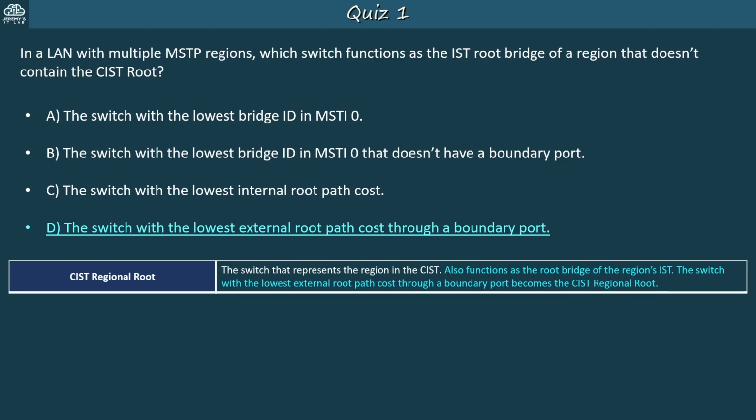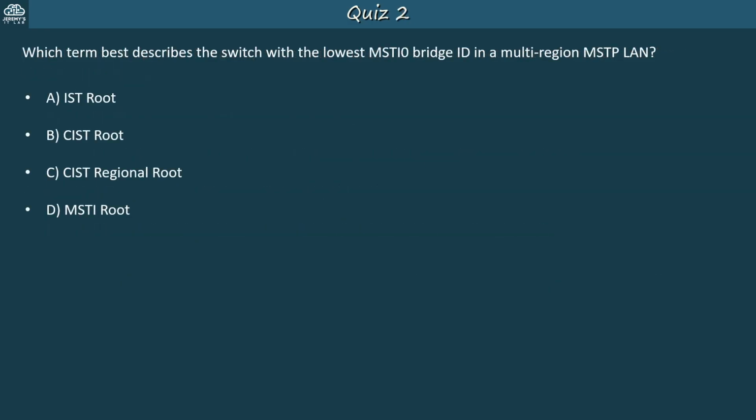Okay, let's move on to quiz question 2. Which term best describes the switch with the lowest MSTI 0 bridge ID in a multi-region MSTP LAN? Pause the video now to think about your answer.